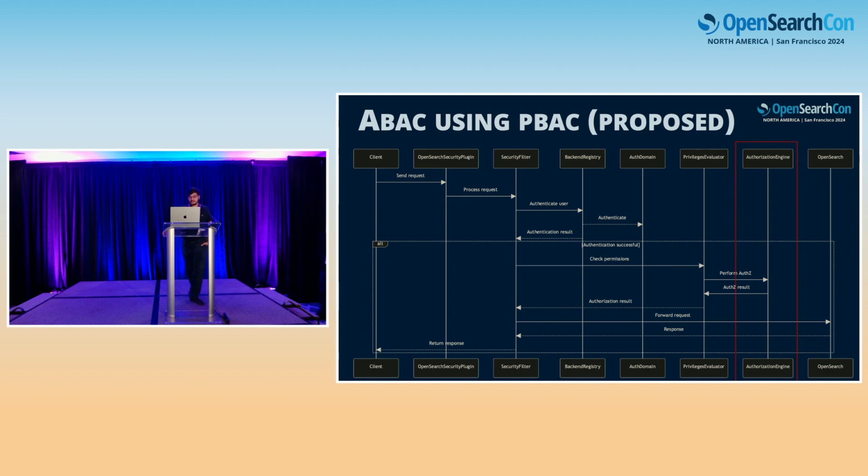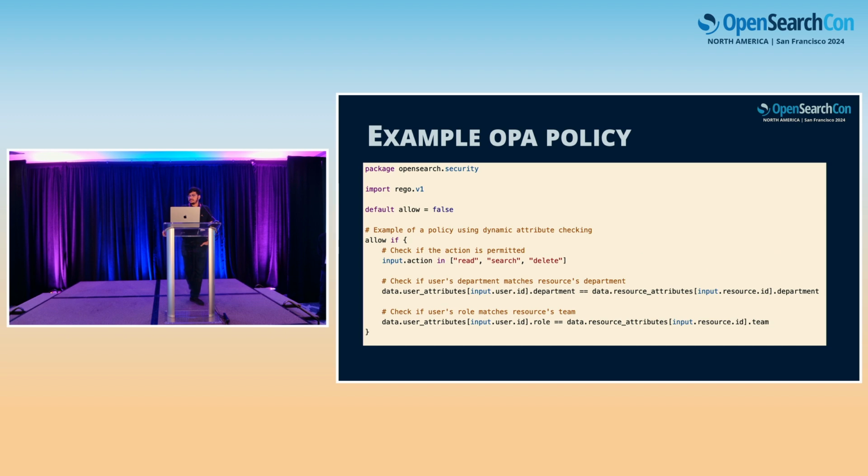Let's consider what it would look like if we were to support OPA or a Cedar implementation in the security plugin. Let's say I was to write an OPA policy which says allow certain actions only if the document or the data that the user is trying to access belongs to their department and the same role. On screen we see that we are defining read, search, and delete as 3 actions, and we are defining that the input user attribute should match the resource attribute, and their role and team should also match.